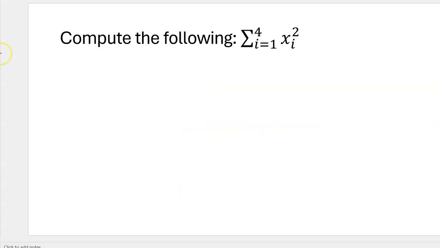So for example, if I ask you to compute the following, starting with I equals 1 and going to 4. Now this 4 is telling us there's going to be 4 terms that are going to end up being added up. This I equals 1 is telling us to start with 1. Now if you notice this squared bit, that squared is telling us to take that index number and square it.